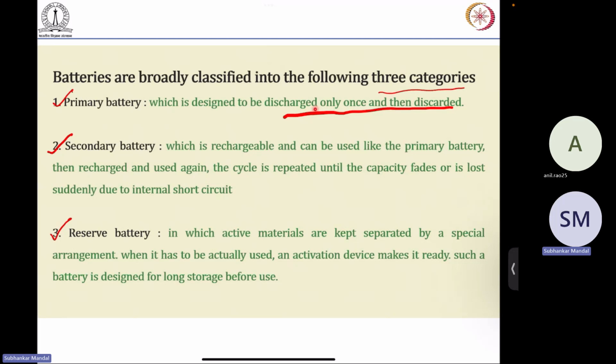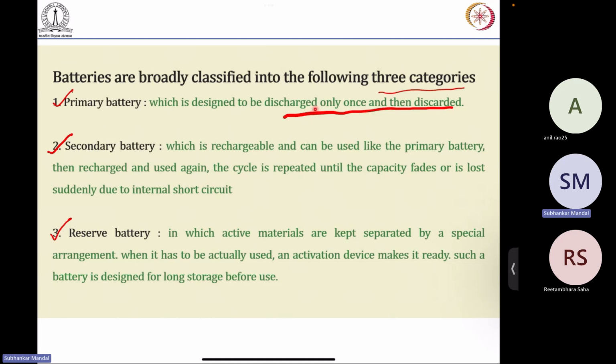If you see a cylindrical cell in a clock, you buy that cell from the market and put it in the clock, and you use the battery for a longer time. After 3-4 months or 6 months, when the battery is completely discharged, we have to discard it. That is called a primary battery. And what is a secondary battery? It is quite the same as the primary battery, but the difference is you can recharge it again.